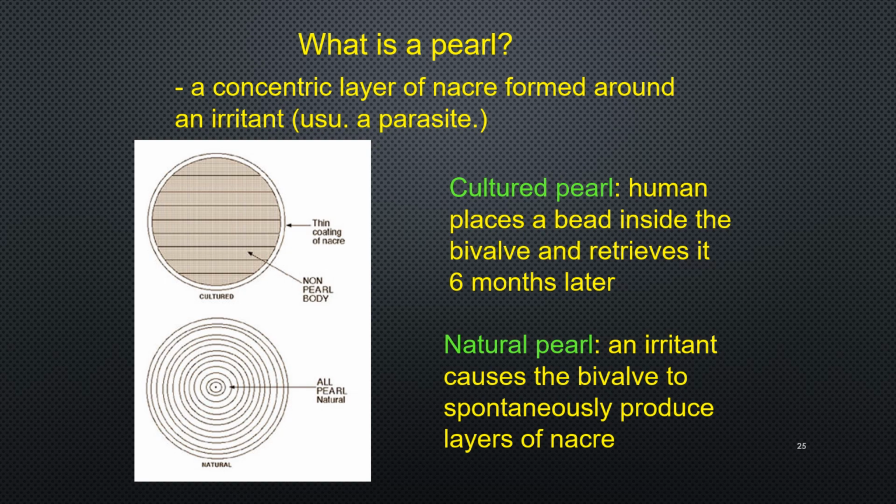A natural pearl, by contrast, has a tiny irritant, and the bivalve spontaneously produces lots and lots of layers of nacre. So when you're buying a cultured pearl, that means that it's mostly just a bead with a little bit of real pearl on it. A natural pearl is complete nacre, except for a tiny, tiny irritant. So that's why a natural pearl is so much more expensive than a cultured pearl.